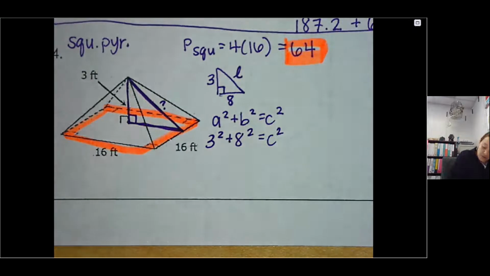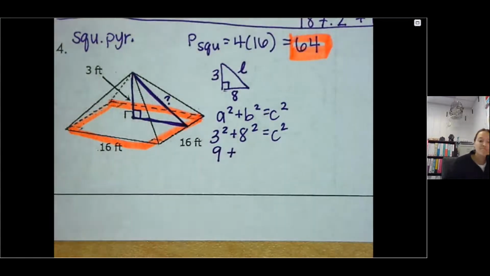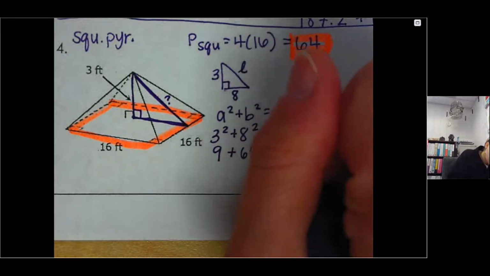Oh no, 3 is right. Okay. So 3 squared gives me 9. 8 squared gives me 64.